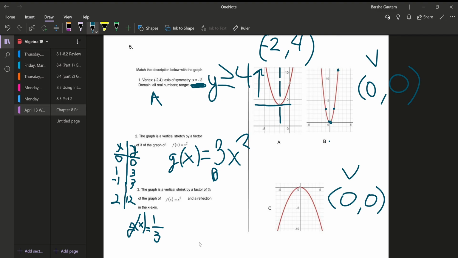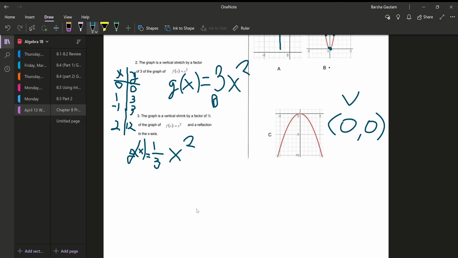So g of x is now equal to 1/3 x squared. So that's our new function. And you can go ahead and try the same thing as well, right? Create a graph, x and y. We can go ahead and plug 0 in. If we plug in 0, we get 0 squared times 1 over 3 is 0. If we plug in 1, we get 1 squared is 1 times 1 over 3 is 1 over 3.